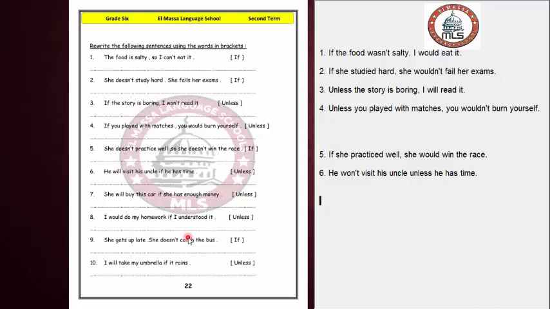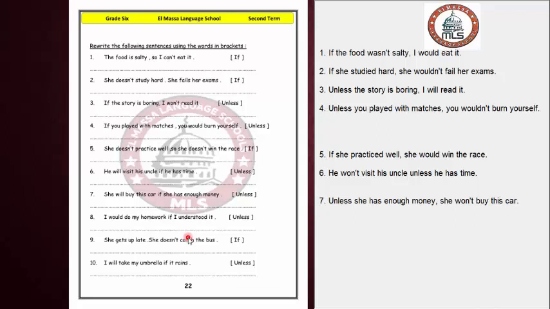Number 7. She will buy this car if she has enough money. Unless she has enough money, she won't buy this car.